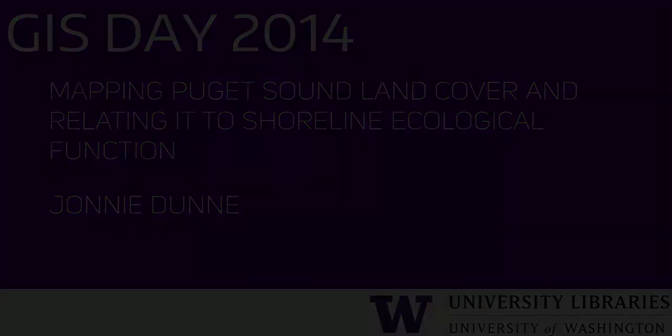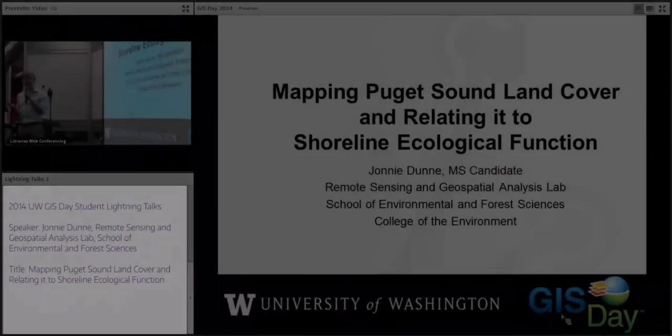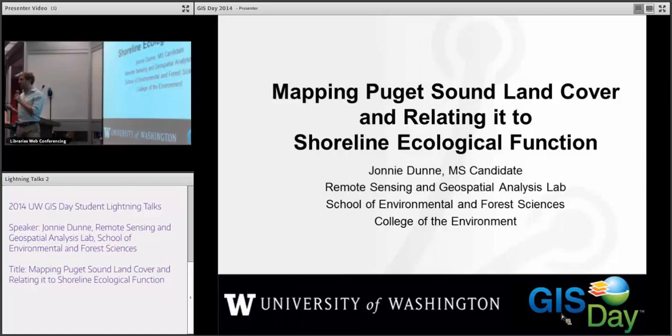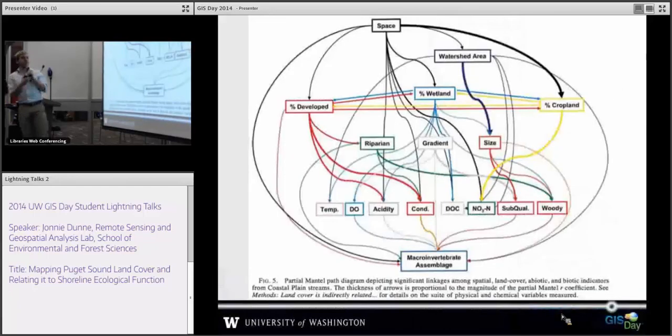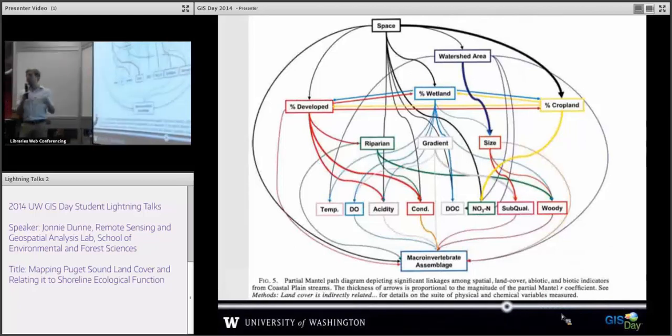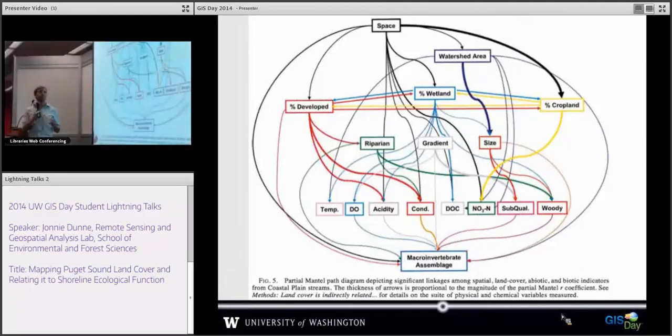My presentation is on my master's project, which is incomplete, but you'll get to see some proposed steps and what I've done so far. It is on mapping Puget Sound land cover and relating it to shoreline ecological function. This relationship between land cover and ecological function is already pretty well demonstrated in freshwater systems.